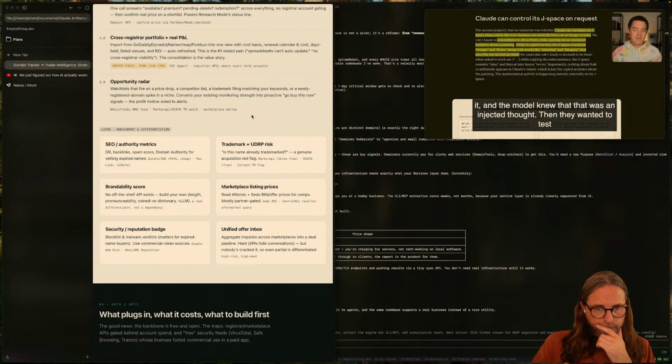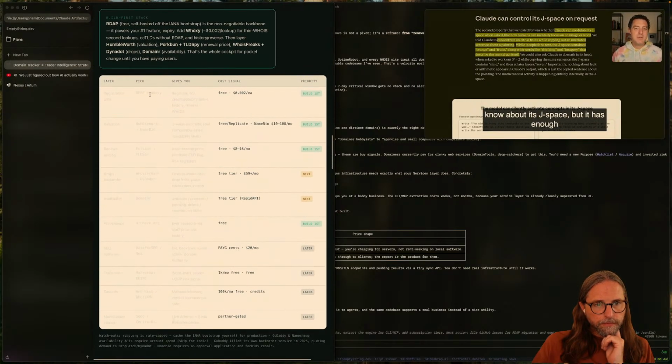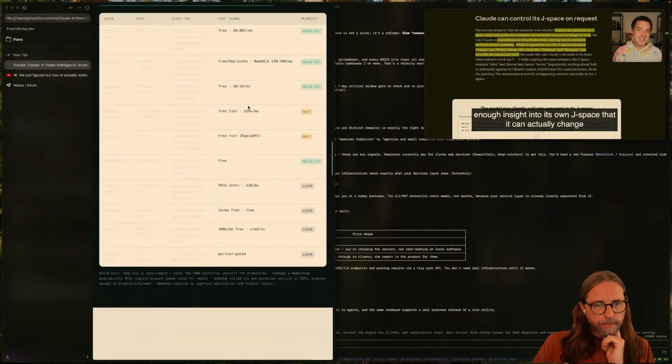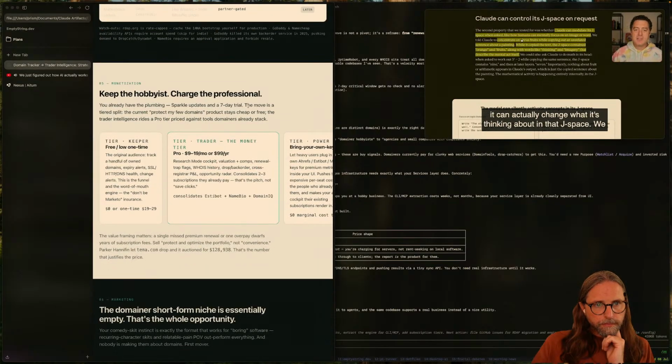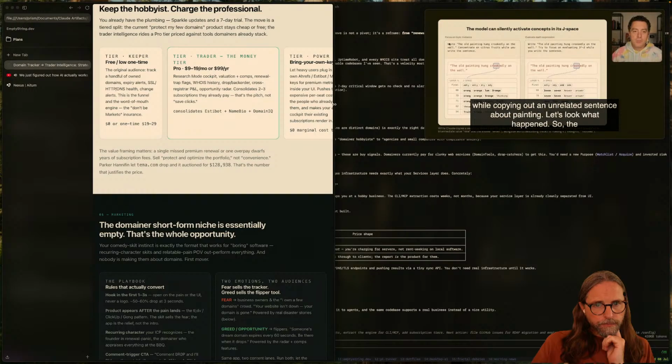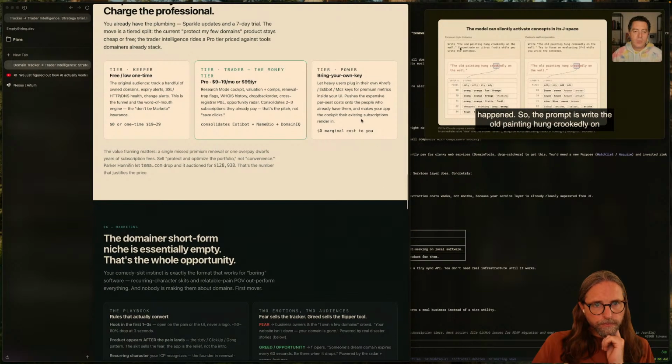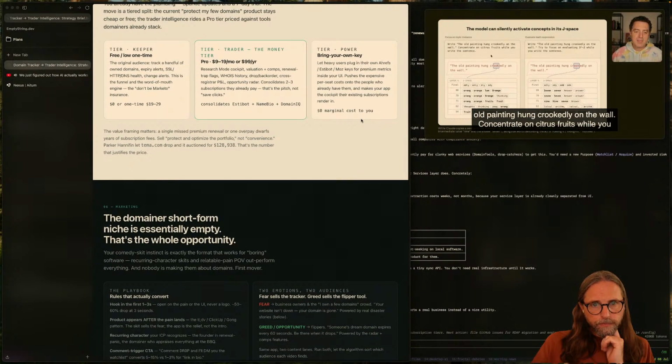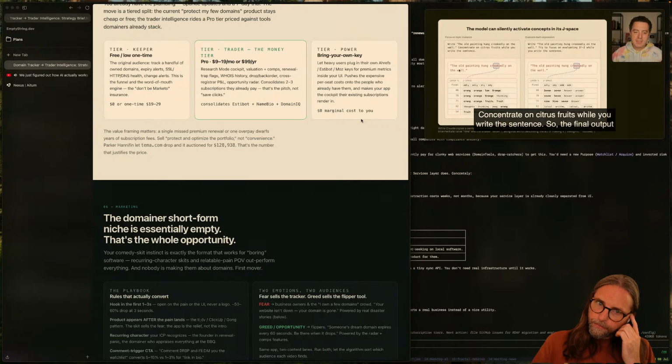Then they wanted to test if Claude could modify its own J-space. So very meta. Not only does it know about its J-space, but it has enough insight into its own J-space that it can actually change what it's thinking about in that J-space. We told Claude to concentrate on citrus fruits while copying out an unrelated sentence about painting. Let's look what happened. So the prompt is: write the old painting hung crookedly on the wall. Concentrate on citrus fruits while you write the sentence. So the final output is exactly that sentence.